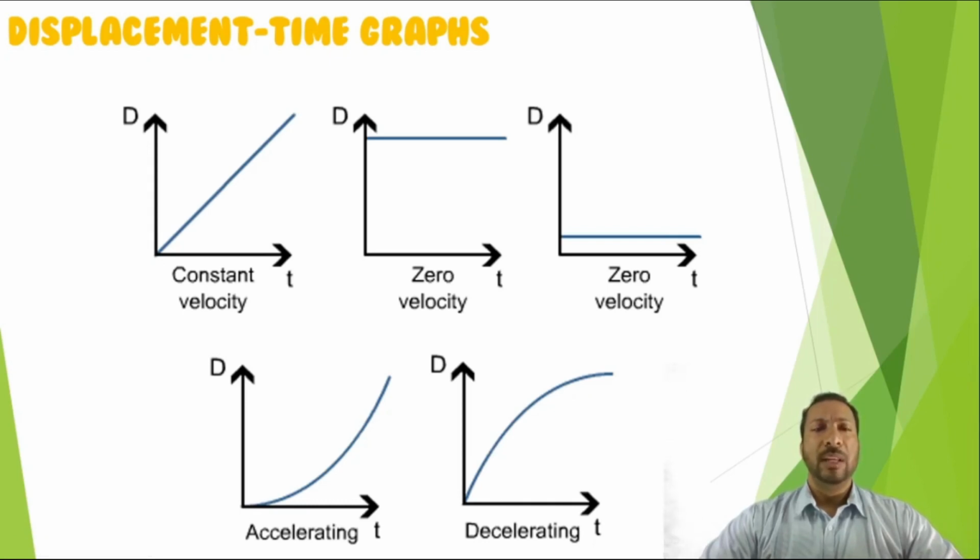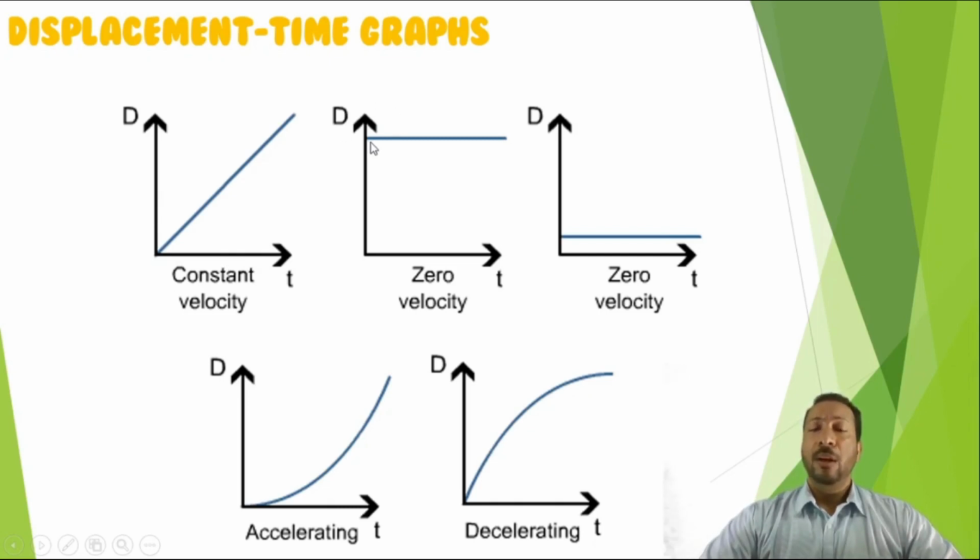Why is it showing constant velocity? Because a straight line going up like that with a positive slope tells us that we are moving a certain amount of displacement with a regular interval of time.